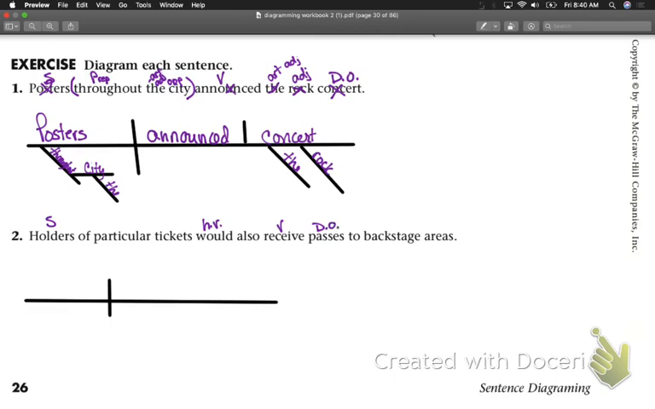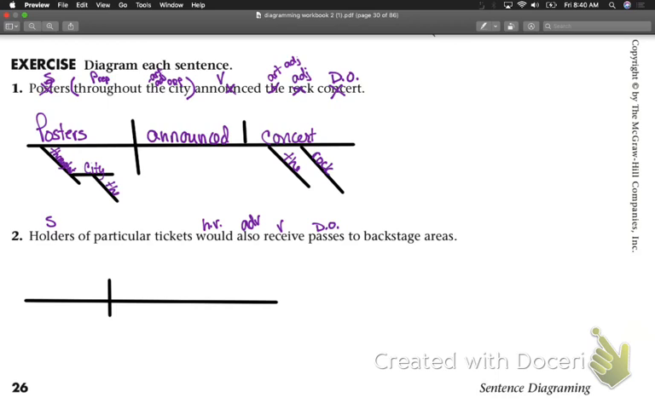Yes? Now, what about also? Does also answer one of those questions over on the board, the adjective and adverb questions? Does it answer how many, what kind, which one? No. Does it answer when, where, how, and under what condition? Under what condition, doesn't it? Also receive. Under what condition? Yes? Okay. So we have an adverb.